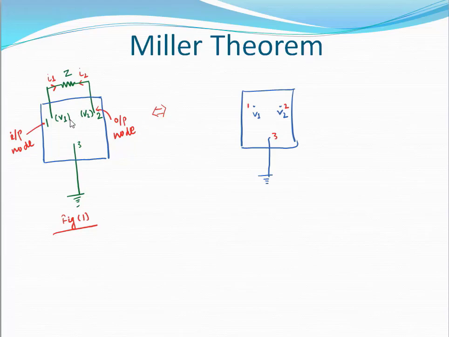So here, V1. The impedance will be broken like this, and the second impedance would be broken like this. So we'll consider this one Z1 and this one Z2.